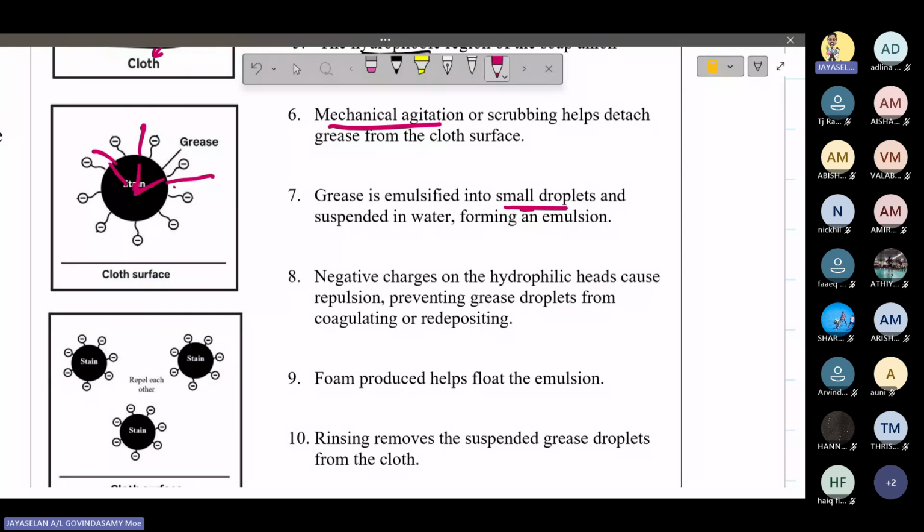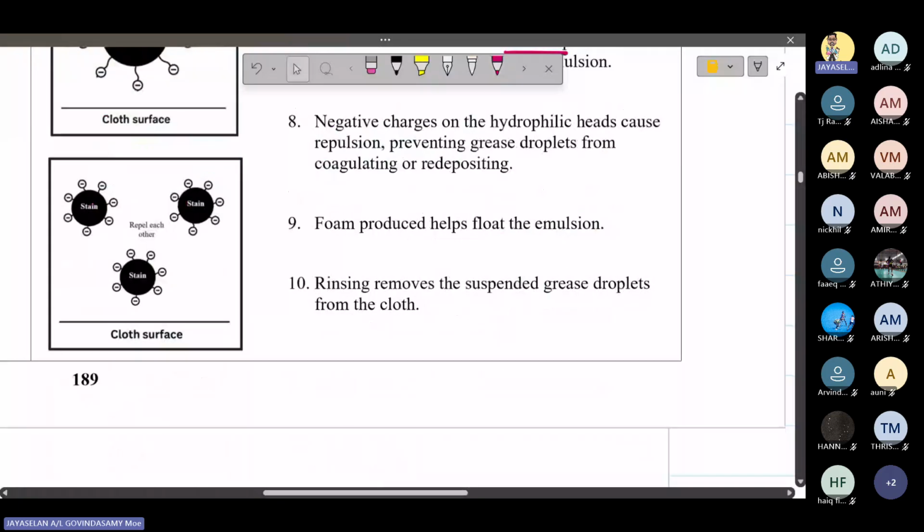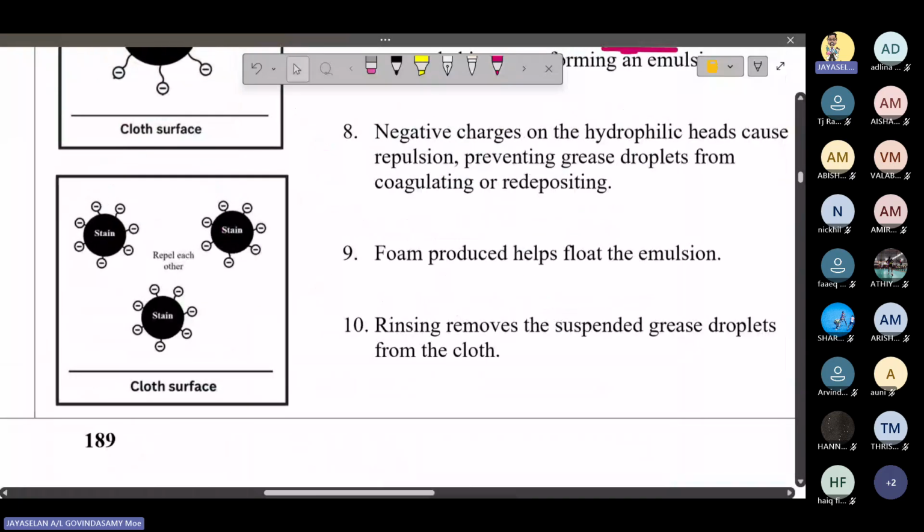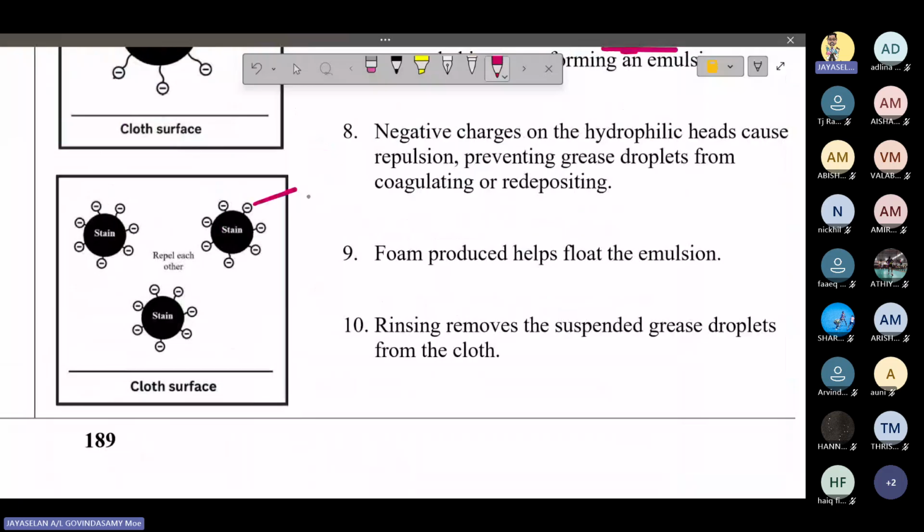Alright, so what will happen? The two forces, pushing and pulling, will emulsify the grease into small droplets, because grease is heavy and can redeposit on the cloth surface. And what will happen once they turn into small droplets? These charges, when you draw, you need to put the charges. These charges cause repulsion between the molecules. They repel each other. They do not coagulate. They will not join together and redeposit.